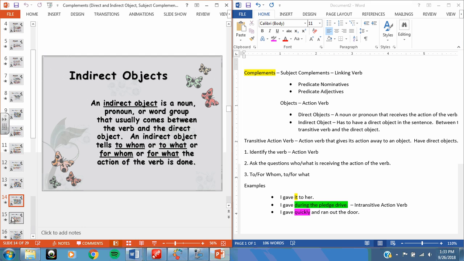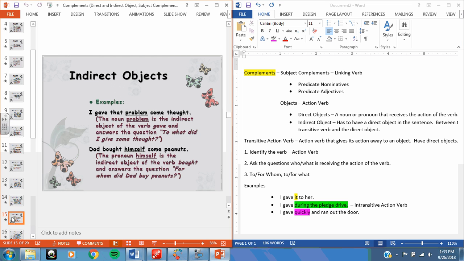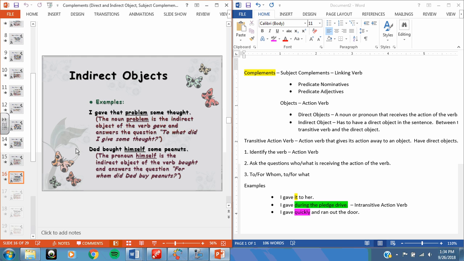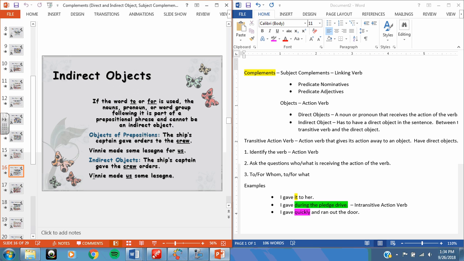So let's take a look at some examples. I gave that problem some thoughts. Who or what did you give? You gave thoughts. To whom or for what did you give that thought? For the problem. Dad bought himself some peanuts. Who or what was bought? The peanuts were bought. For whom or to whom were they bought? They were bought for himself. If the word to or for is used, the noun, pronoun, or word group following it is part of a prepositional phrase and cannot be part of an indirect object.